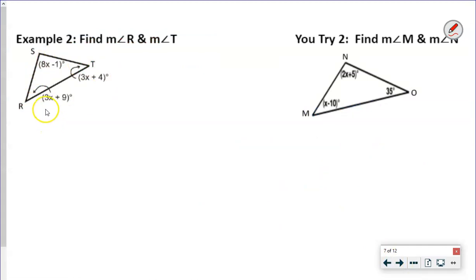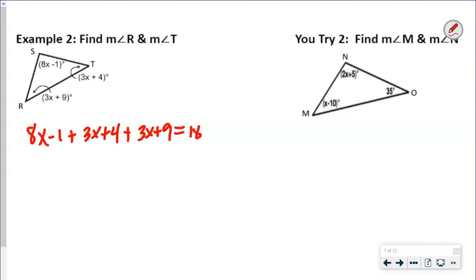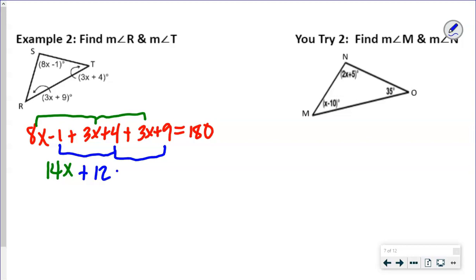So this time, notice that we don't have any of the measures. So once again, we're going to add all three of them together, and we're going to set them equal to 180, right? So we're going to set this up like this. 8x minus 1, plus 3x plus 4 plus 3x plus 9, that equals 180. So we're going to combine our like terms. So notice here we have an 8x, a 3x, and a 3x, right? So isn't that going to be 8 plus 6x? So that's going to be 14x, right? And then we're going to combine our other like terms, our minus 1 and 4, that would be 3. 3 plus 9 is 12, right? So that would be 12. And that's equal to 180.